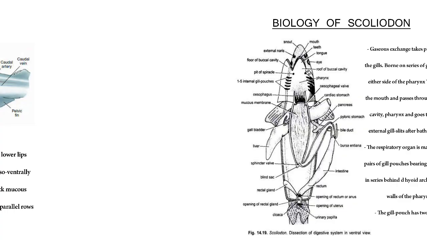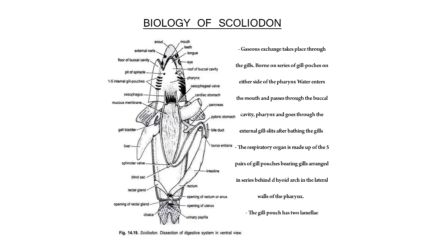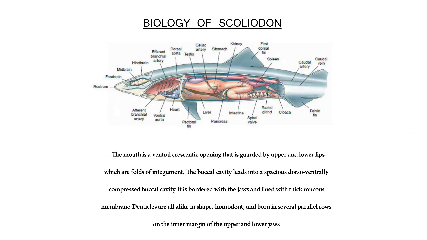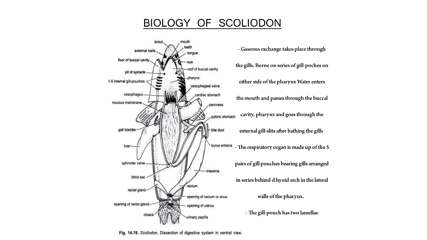Now, what about their feeding and what about their respiration? How do they respire? If you look at this structure here, you will see the gill slits. These are their gill slits. And what do they use gills for? Gills are used for respiration. So gaseous exchange takes place through the gills, borne on a series of gill pouches on either side of the head. And it should be noted that these gills are covered by a cartilaginous operculum for the Scoliodon.